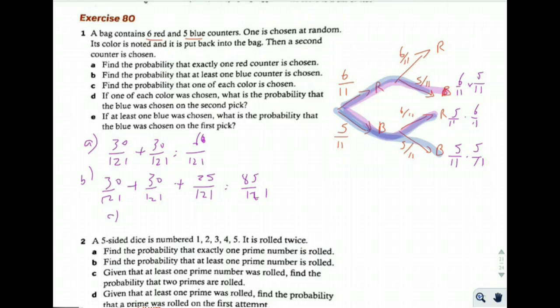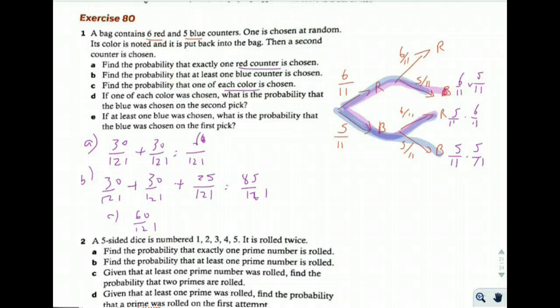C. Find the probability that one of each color is chosen. So that would be red blue and red blue. One of each color was chosen. That would be the same thing as probability of A. So I could just put the same answer as A, 60/121. Because if exactly one red is chosen, that means exactly one red is chosen, and exactly one blue is chosen. So that means one of each color was chosen.